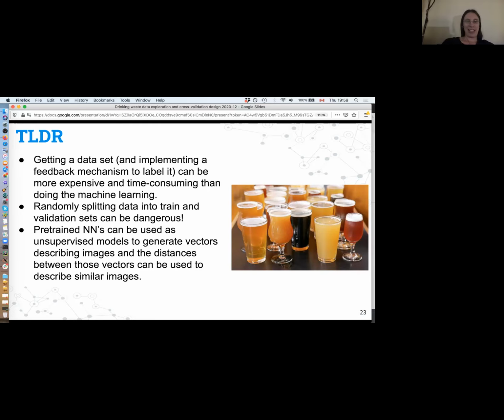Randomly splitting data into train and validation sets can be dangerous. Sometimes you want to do something more conservative so you have a better estimate of how your algorithm is going to perform. And the technical part of the talk was demonstrating that you can use pre-trained neural networks as unsupervised models to generate vectors describing images, and that you can compute the distance between the vectors describing different images and use those distances to group the similar images together.